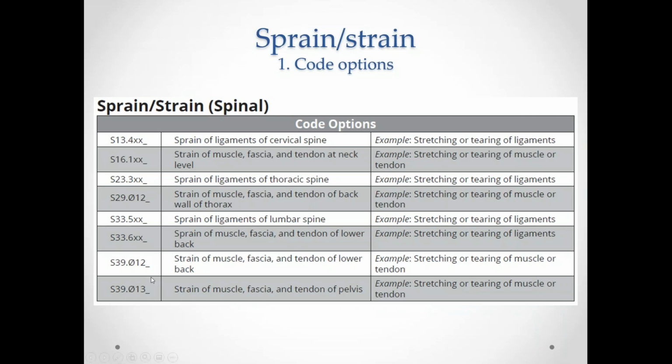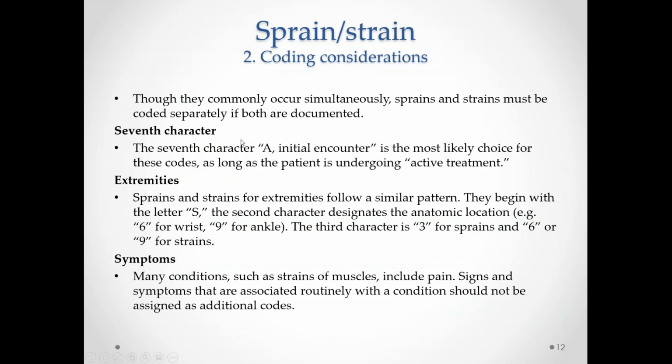So here we have some sprain and strain codes I put into a table. You know, we got the cervical sprain, the cervical strain. We have the thoracic sprain, the thoracic strain, the lumbar sprain, and the lumbar and lower back strain, and then the pelvis down here. So what do you need to know about these codes?